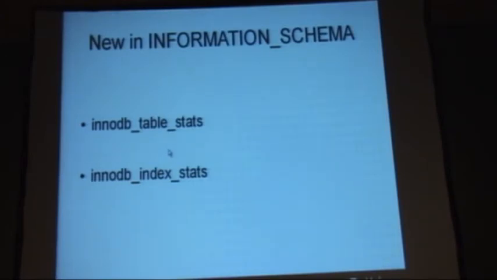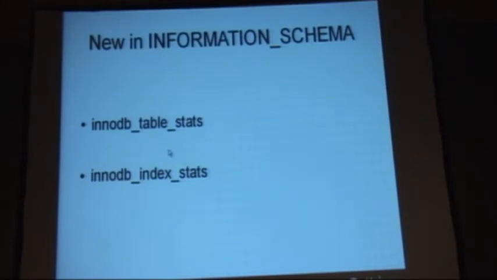The InnoDB table stats table has the table name, the estimated number of rows, the clustered index size in number of pages, the other size for non-primary keys in number of pages, and number of pages modified, which is an internal counter to basically judge whether or not you should recalculate the statistics.